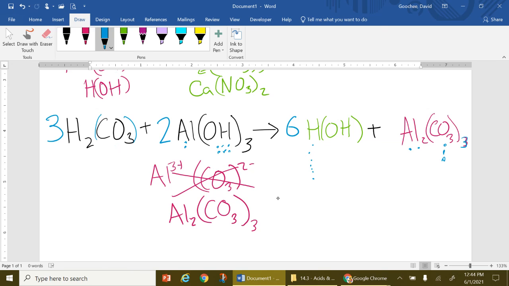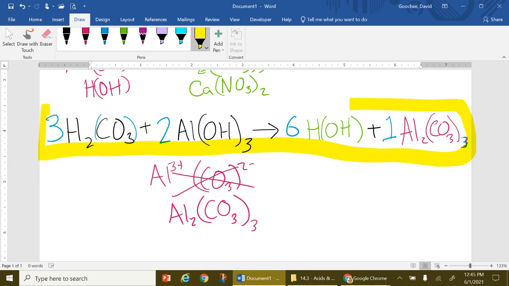So there you go. This is the balanced equation. 3, 2, 6, 1. Remember, you can also leave the ones blank. It's implied. If there's no number in front or behind, it's a 1. All right, so there you go. There is the third one right there. Okay, so remember, these double replacement reactions are 2 steps. First, you got to figure out what the products are going to be, and then you need to balance it.